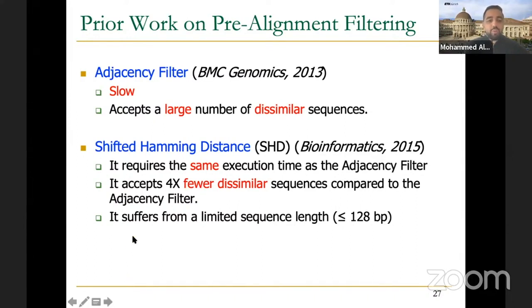Also, the implementation they provide for shifted Hamming distance uses SIMD, with an old implementation of SIMD registers that is limited to 128 bits, or 256 bits, which corresponds to 128 characters. That is the limitation of this filter. So you cannot filter sequences longer than 128 characters.